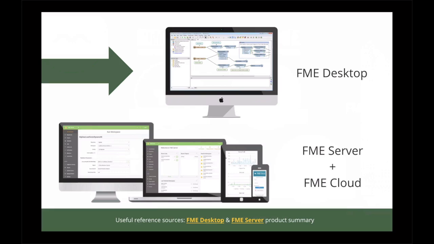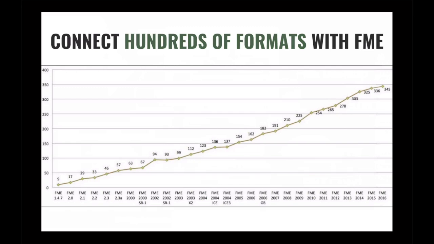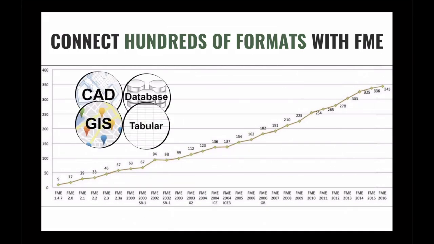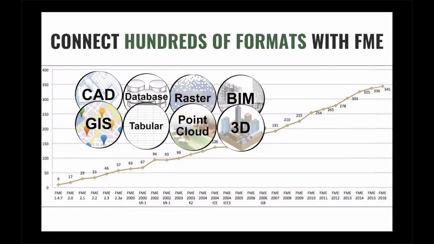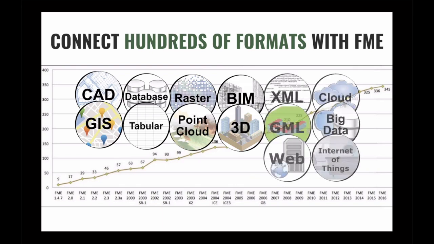These workspaces that you create in FME Desktop can be published to FME Server or FME Cloud, where you can automate them, set them to run on a schedule, set up a self-serve environment for users, or continuously run them for real-time data processing. You can connect to hundreds of formats with FME. FME 2017 supports over 350 formats. In the beginning, we started off with CAD and GIS and moved on to database and tabular data. And then we moved on to raster, point clouds, 3D, and onwards to the web, big data, and cloud.